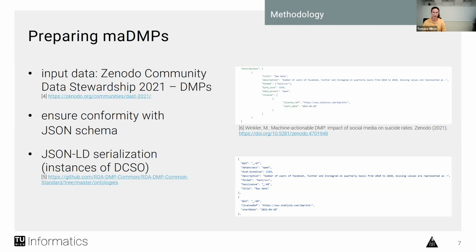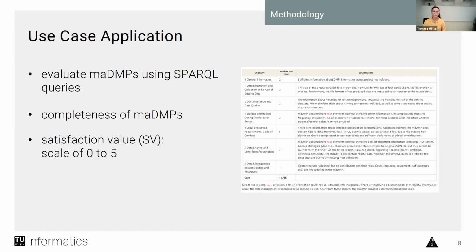So, for example, on the right-hand side here, you can see an excerpt from one of the input maDMPs in JSON format, and below that the corresponding JSON-LD serialization. So at this point, we had the SPARQL queries and we had the maDMPs, which were ready for evaluation. So the only step left was to combine them.